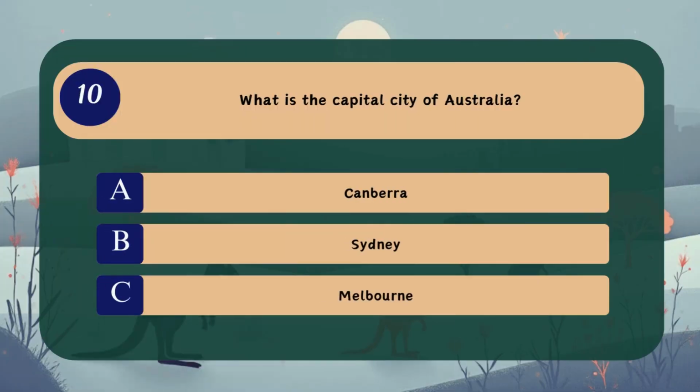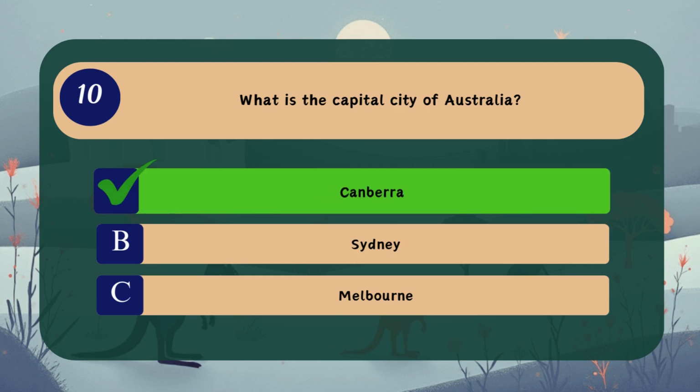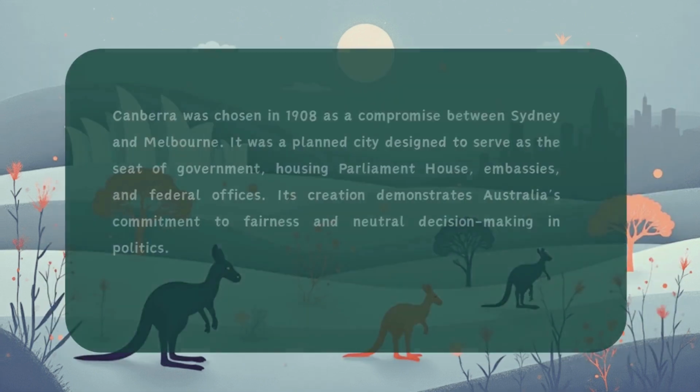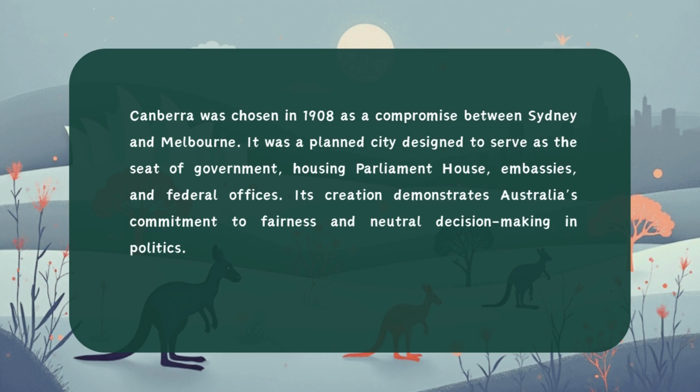Question 10. What is the capital city of Australia? A. Canberra, B. Sydney, C. Melbourne. Correct answer: A. Canberra. Canberra was chosen in 1908 as a compromise between Sydney and Melbourne.